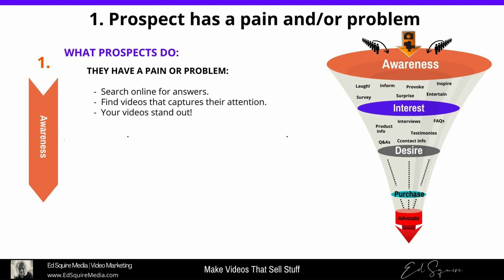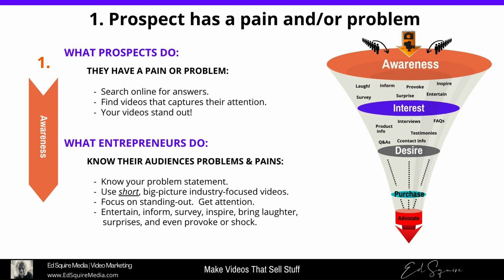So that's what prospects do. They have a pain or problem. Here's what entrepreneurs do. They know their audience's problems and pains. That's why we have a problem statement. That's why we use short, big picture, industry-focused videos. That's how I attract people into this course. We focus on standing out. We get attention. We entertain, inform. We survey. We inspire. We bring laughter. Right? This is what we do. We attract people. That type of content doesn't always, remember, this isn't linear. It's not only in the awareness stage. You need to find out how people are responding to what you're doing.